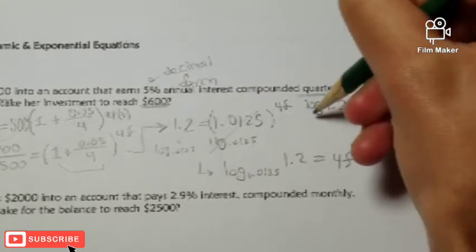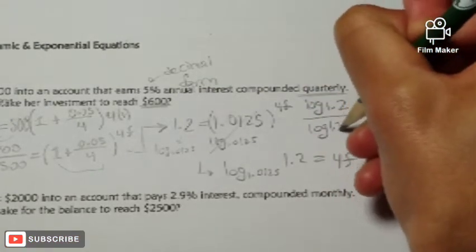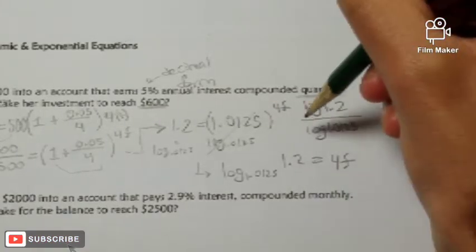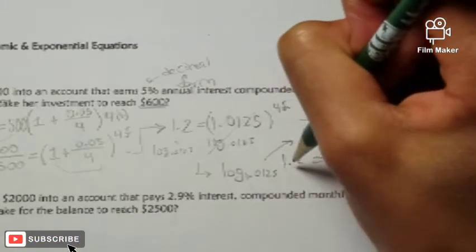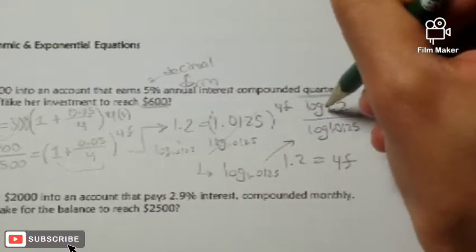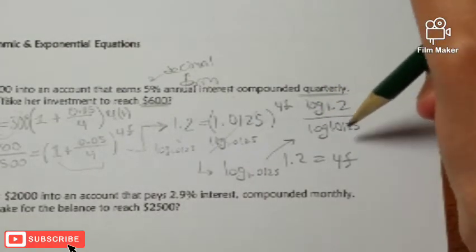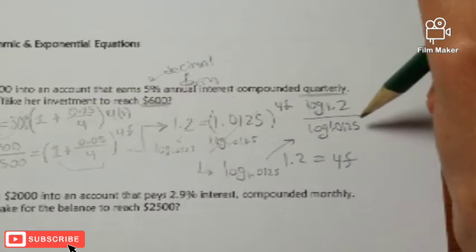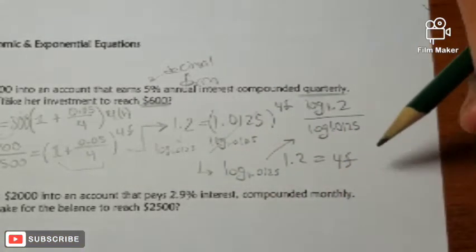Log 1.2 divided by log 1.0125. This right here is what equals exactly this. This whole part right here equals exactly what's going on here. You change the base to log 10, and you have your argument 1.2 divided by the argument 1.0125. You get exactly this answer right over here.